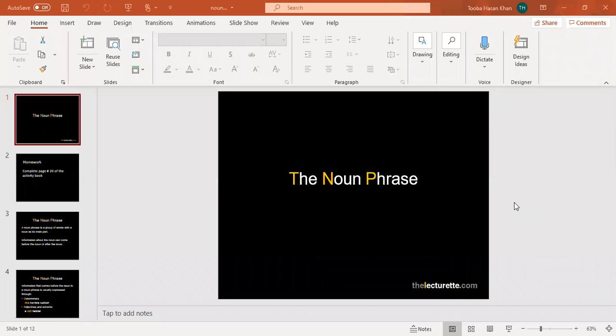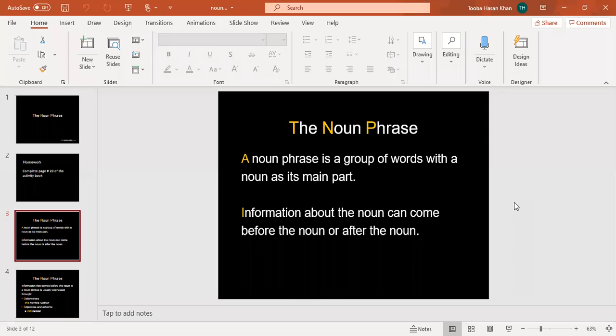Our topic for today's lecture is the noun phrase. A noun phrase is a group of words with the noun as its main part. Okay? It is a group of words that does not make complete sense and it has the noun as its main part. The information about the noun can come before the noun or after the noun.